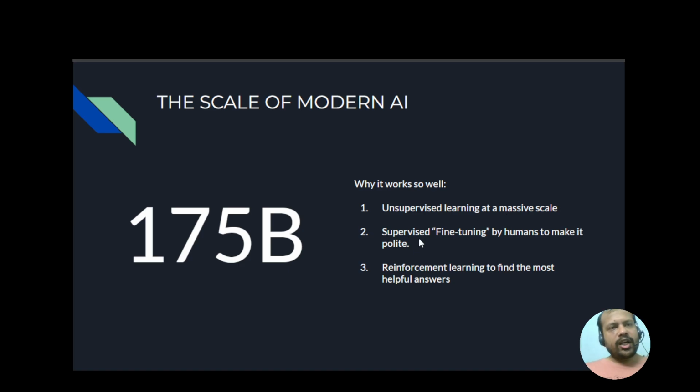Now there might be some requirement where you need to fine tune it. We'll see in a later concept what fine tuning is, but fine tuning is done on supervised data because it is a smaller amount of data and you can put a label on it. And then you might have seen that when you are using these models, reinforcement learning is used.